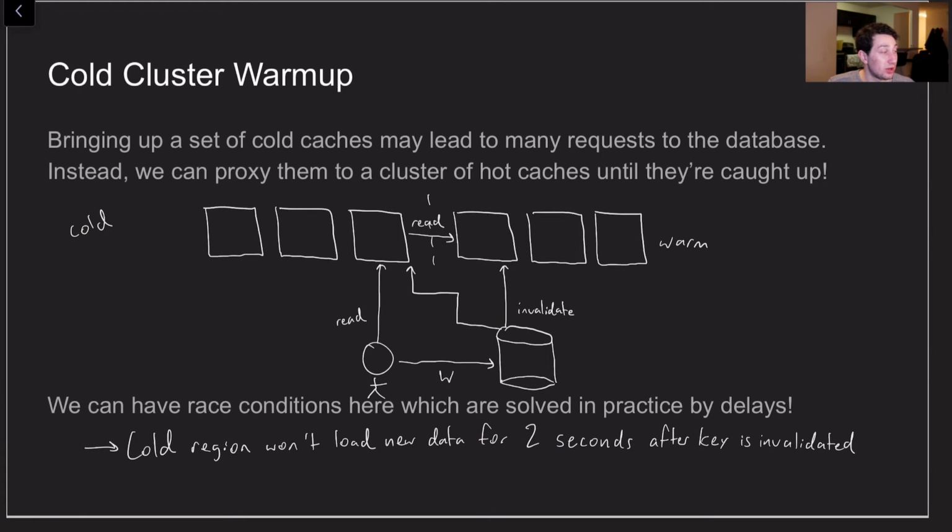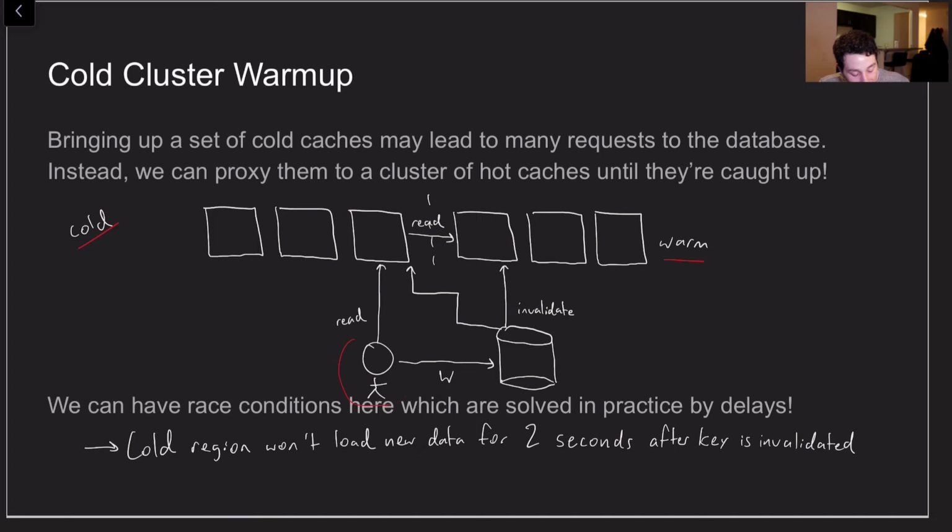Okay, another concept that we have here is going to be known as cold cluster warm-up. A cold set of caches, or a cold cluster, is just a new set of caches that doesn't have any data in them yet, right? So we need to get new data in them, but the normal process of getting data in a cache involves a lot of cache misses, which is going to be very expensive and put a lot of load on our databases.